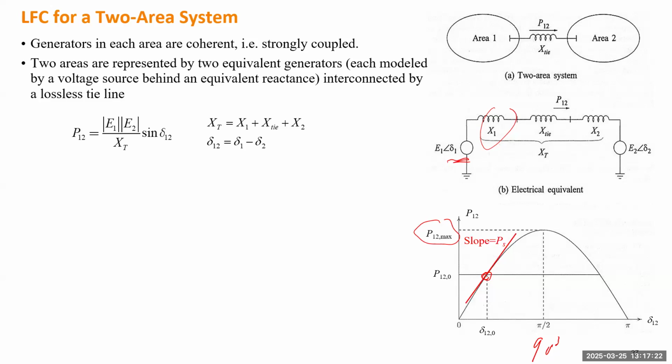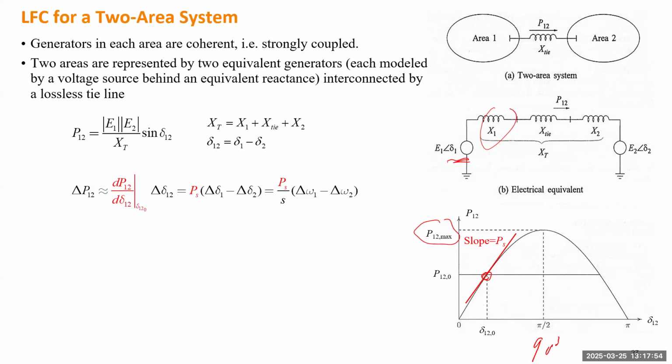So if the operating condition doesn't change a lot, always at that initial location, you can use a straight line to approximate that part of the sine curve. To solve the slope of that curve, you basically just calculate the derivative of this sine function at that operating point, and that slope is called PS.